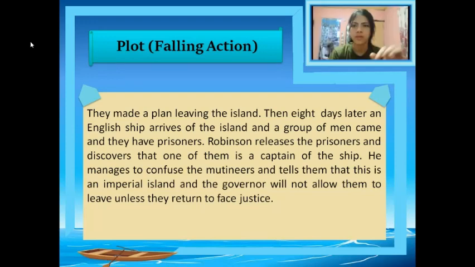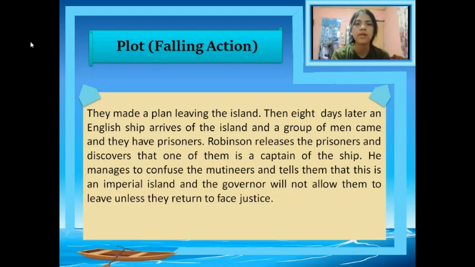And next is the falling action. The four of them, the Spaniard, Robinson Crusoe, Friday, and Friday's father, made a plan of leaving the island. And after 8 days, an English ship arrives off the island and a group of men came and they have the prisoners. And Robinson releases the prisoners and he discovered that one of them is the captain of the ship.